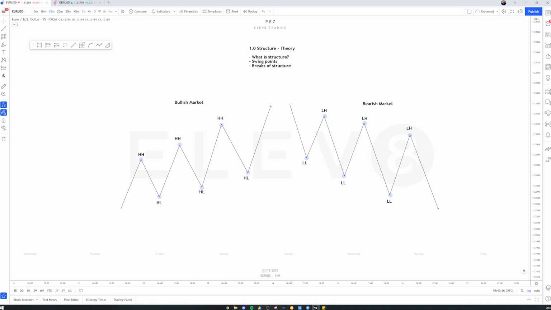In order to see a break of structure, we need to see a break of this swing point each time. There's no break of structure if we just break some internal structure here. It has to break the higher high or the higher low or the lower low or the lower high. So for example, breaking this would be a break of structure, and so on.